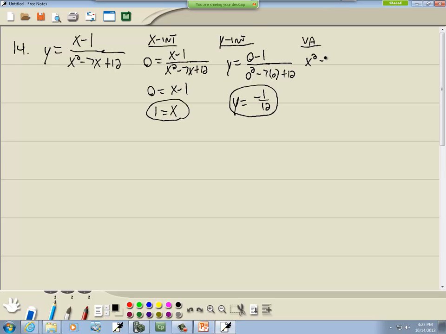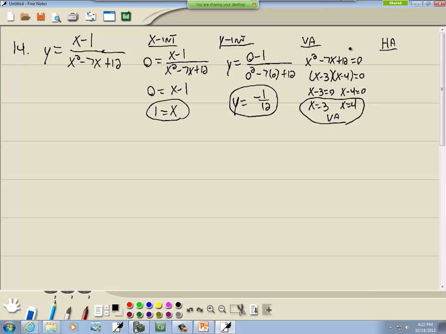So we got x squared minus 7x plus 12 equal to 0. And that's x minus 3 times x minus 4. Zero factor property from college algebra. Set each factor equal to 0, and solve. And you get 3 and you get 4. And those are our vertical asymptotes.